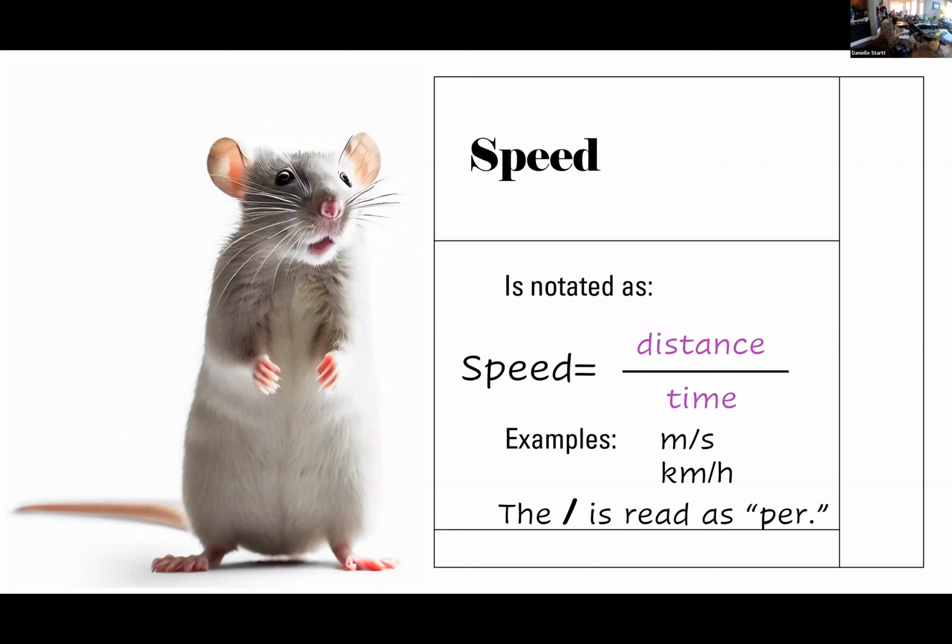So speed is distance over time. You can also say velocity is distance over time, and that can be meters per second or kilometers per hour. This little slash is read as a per, which makes this a fraction. This ratio is a fraction.